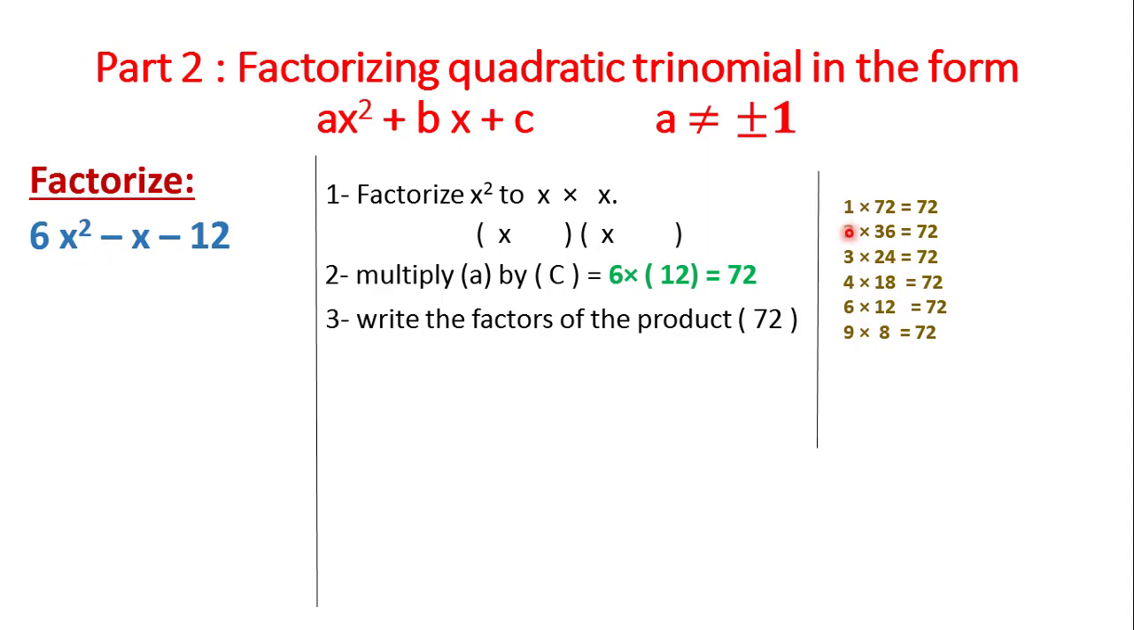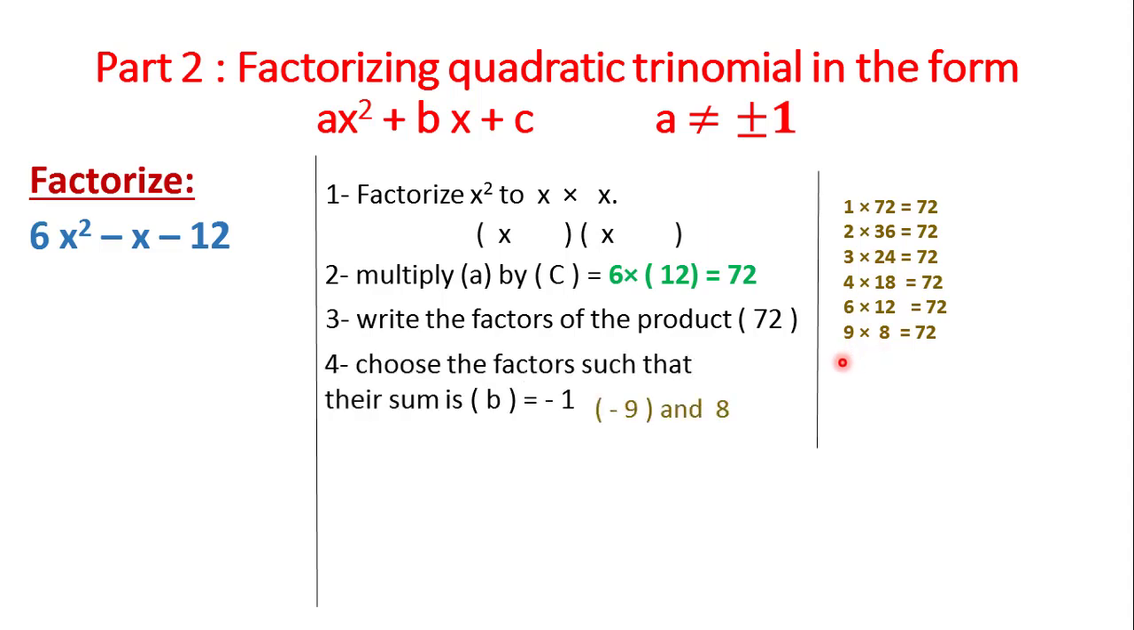Here I need two consecutive numbers. I have 9 and 8 because 9 minus 8 is 1, and if I want negative 1, I change the sign of the greater number, which is 9. So negative 9 and positive 8. I'll choose the two numbers, negative 9 and positive 8. I'll put them in step number 1. So I have x plus 8, this is positive 8, times x minus 9.